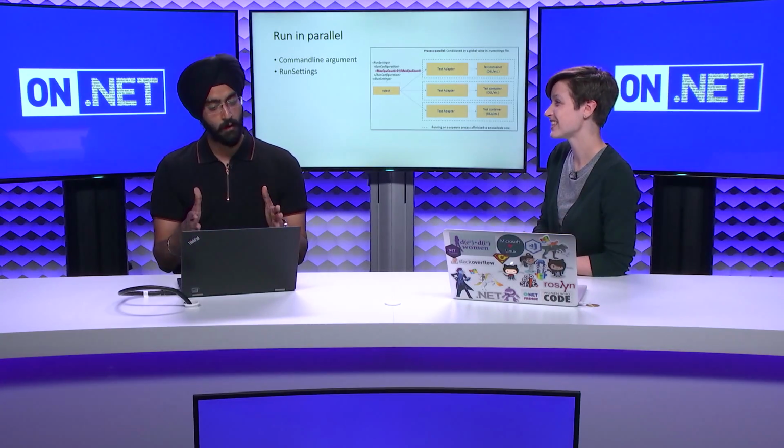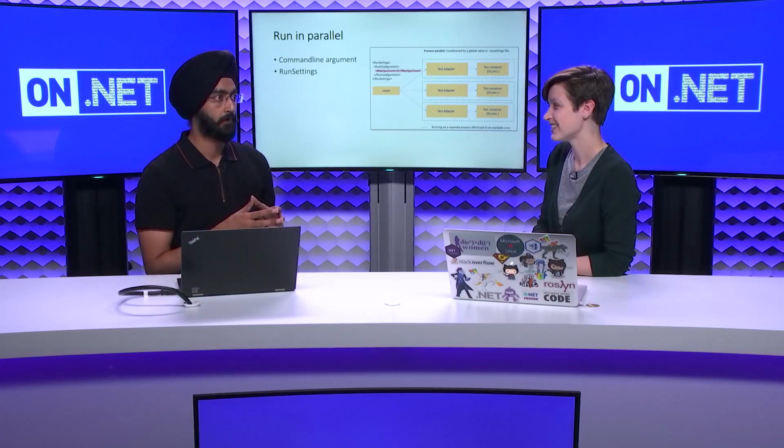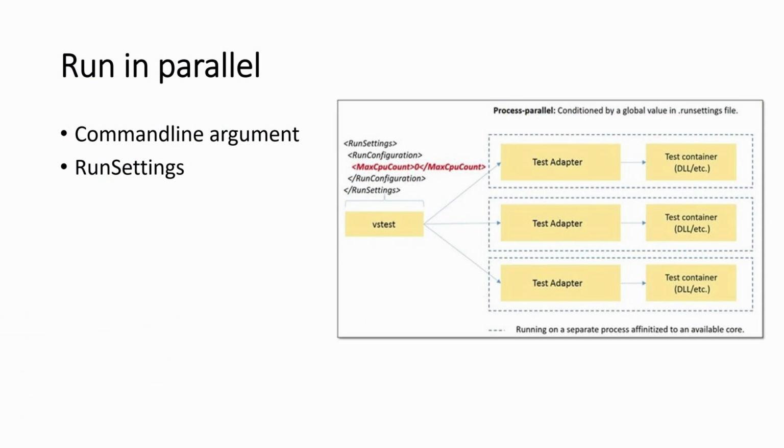And what we do with parallel is, based on the number of cores that you have on your machine, we will be able to spawn off the amount of test hosts which are going to run the processes which actually run the tests. Like you see here, right? So let's say there are 3 cores on your machine, or you set the level to 3, right?